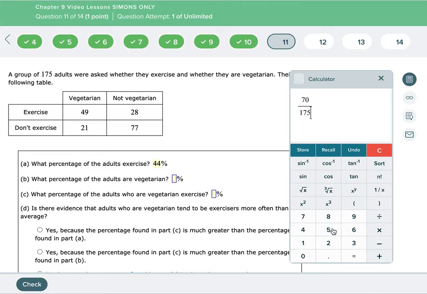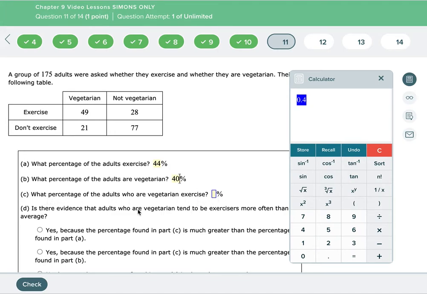All right, 70 divided by 175. So 0.4, again, move your decimal point 2 spaces. If you don't have enough digits, put a 0 on the end. So we would go 1 space and then another space where you'd have a 0. So this would be 40%, not 4%, 40%, right?